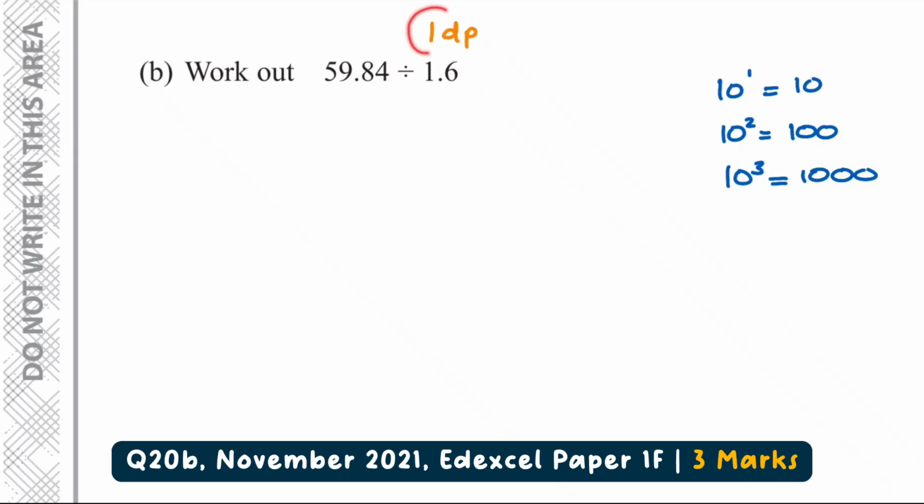The number of decimal places is the number of zeros we want on our power of 10. Our divisor has one decimal place, so we're going to multiply by 10 because 10 has one zero. If our divisor had two decimal places, we'd multiply by 100. If it had three decimal places, we'd multiply by 1,000. So for this question, we're going to be multiplying our dividend and our divisor by 10.